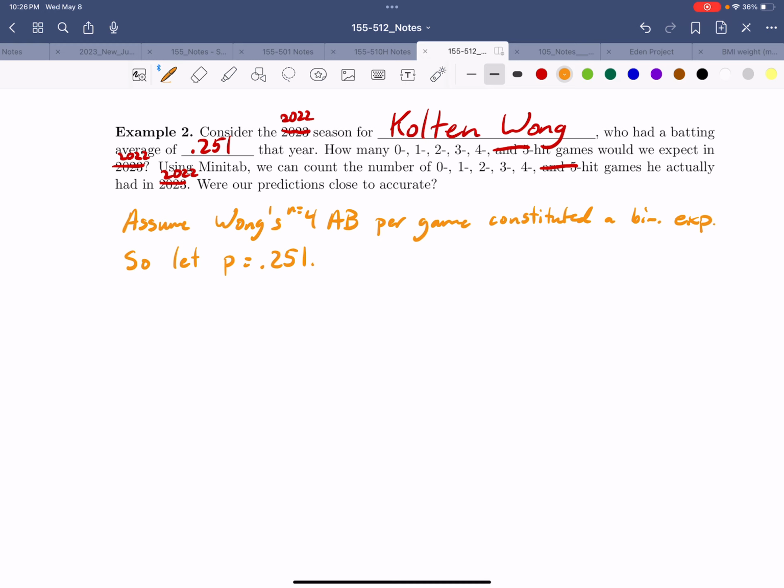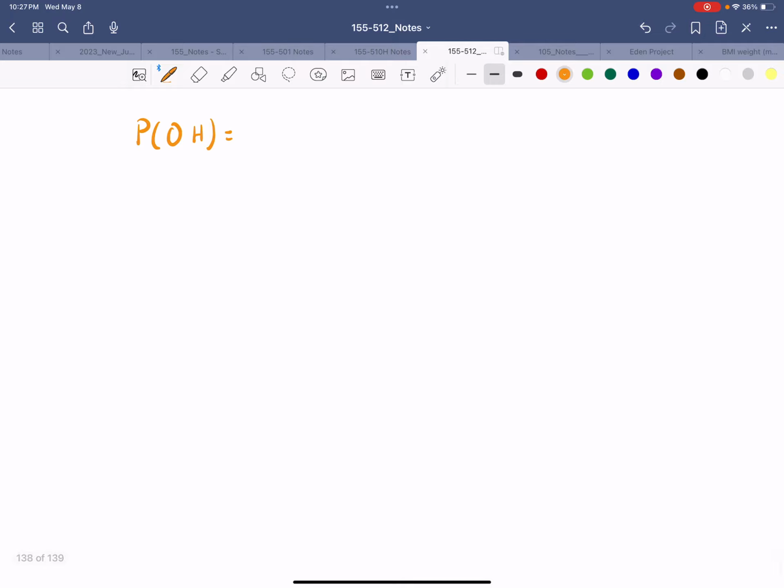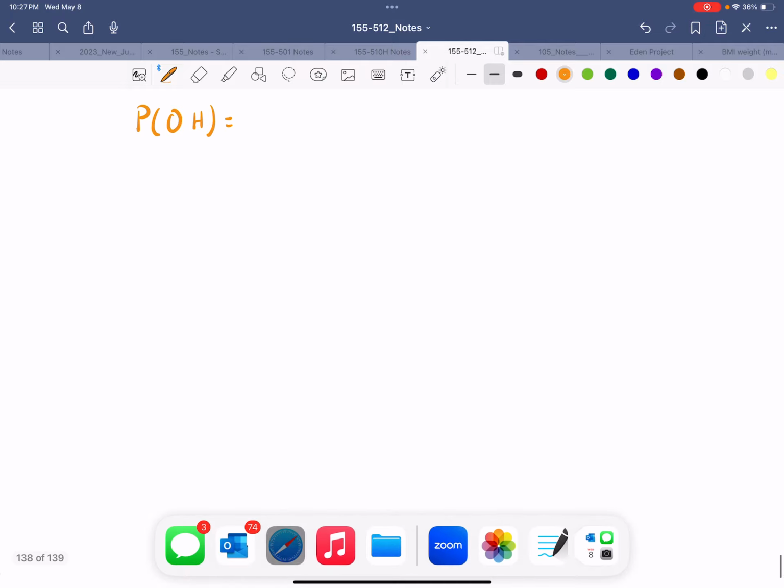Now, again, both of these are a bit of an assumption. His batting ability likely changed throughout the year. His at-bats weren't perfectly independent or identical. There were different pitchers, etc. But still, we're gonna see how effective the binomial distribution was. So let's take a look. Let's see the probability that Wong got 0 hits in a game. Well, we could write out that big formula up here, or what we could do, might be a little bit shorter, is use Minitab.